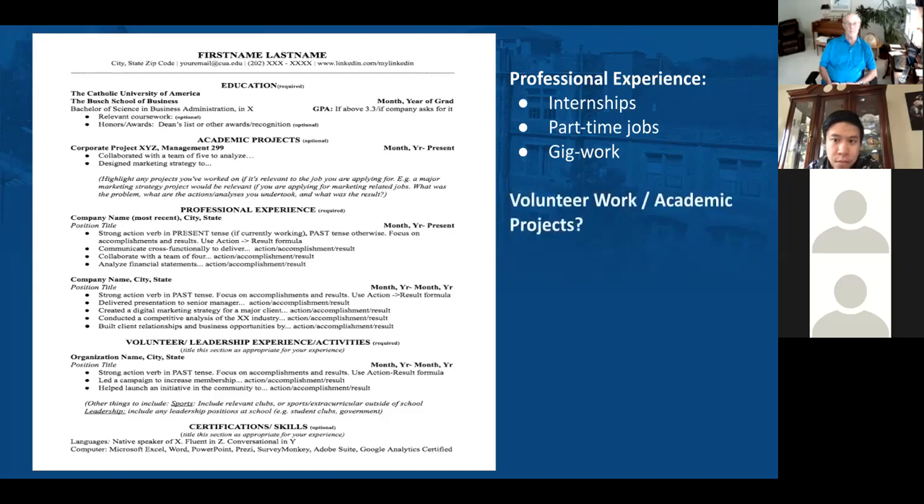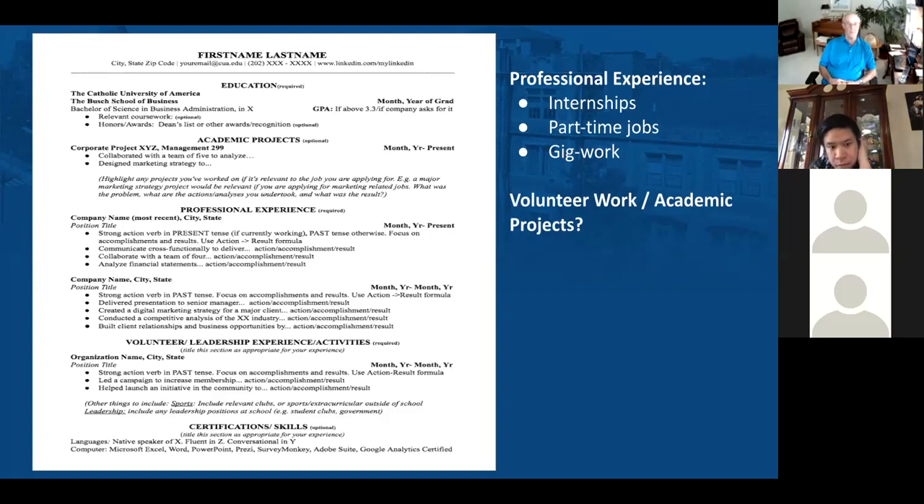Okay, volunteer work and academic projects. I talked to a couple of you about this. If you don't have volunteer leadership experience, it's okay. Just don't put it on there. Don't feel like you have to find it and dig too deep. If it doesn't come to mind and it's not anything you're comfortable talking about in an interview, because it will come up, don't put it on your resume.